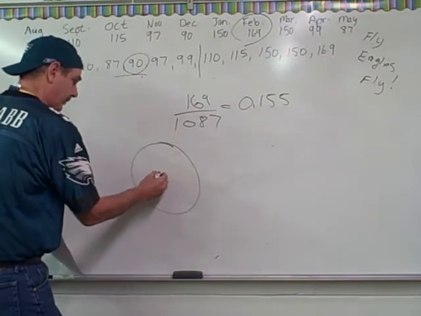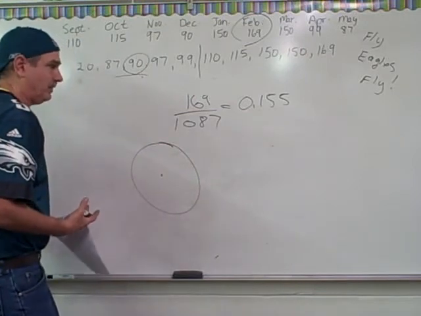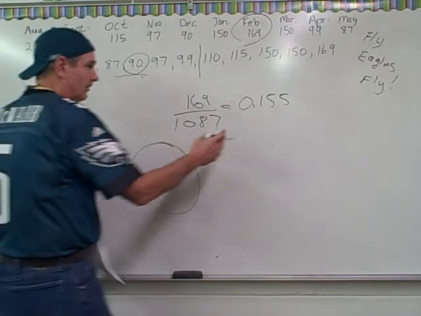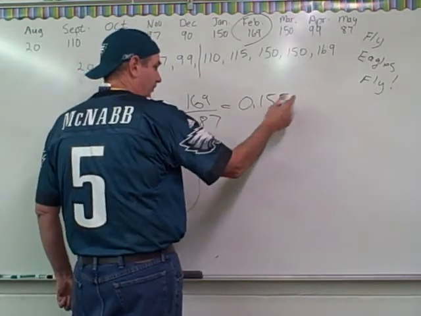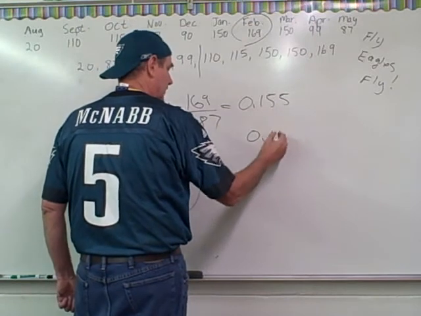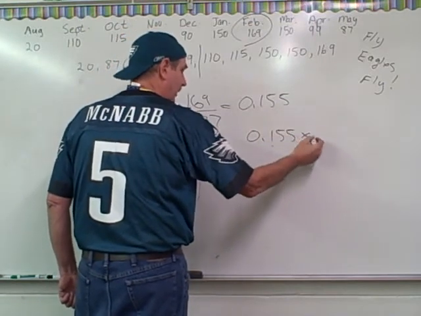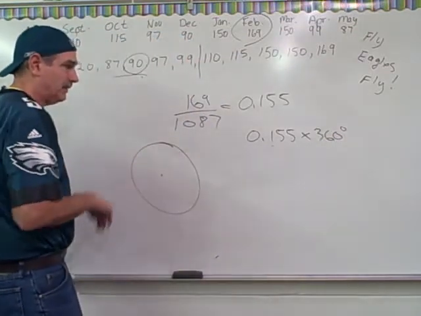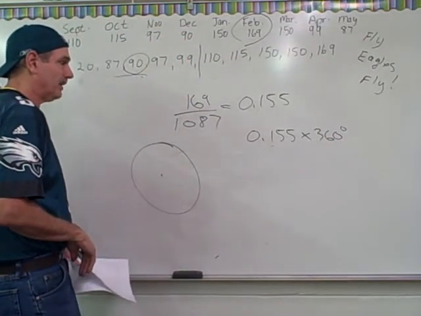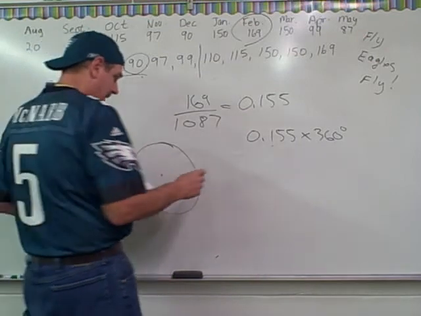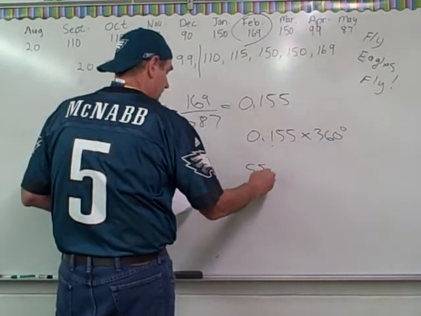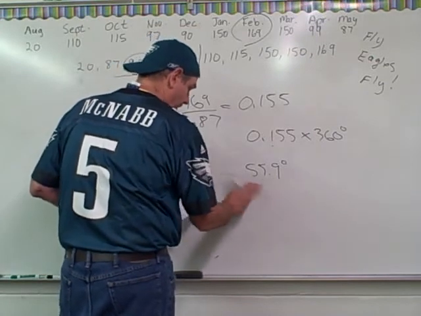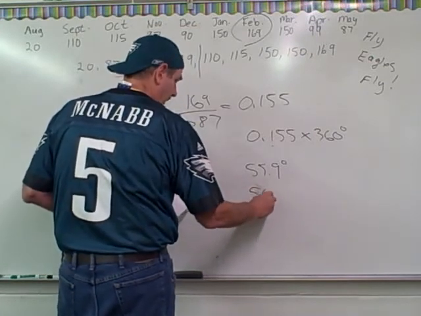But what I want to do is figure out what part of a circle that would occupy, because a circle has 360 degrees. This is going to be 15.5% of 360, which is also the same as 155 thousandths of 360. And you multiply by 360 degrees. When you do that with pencil and paper or punch it on your calculator, you'll figure out that you've got about a 55.9 degree angle.